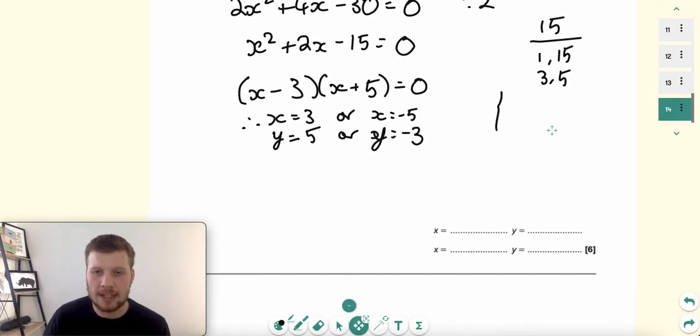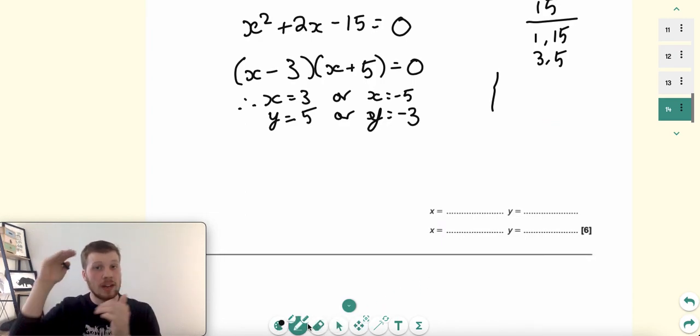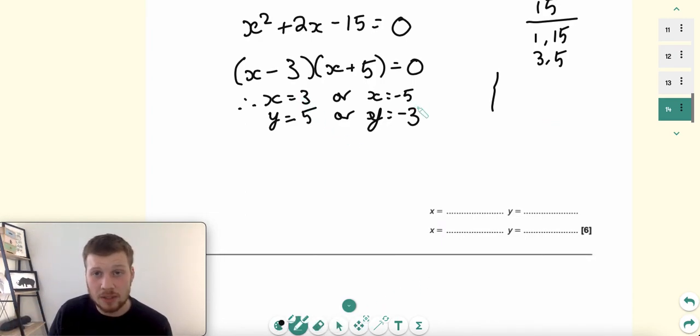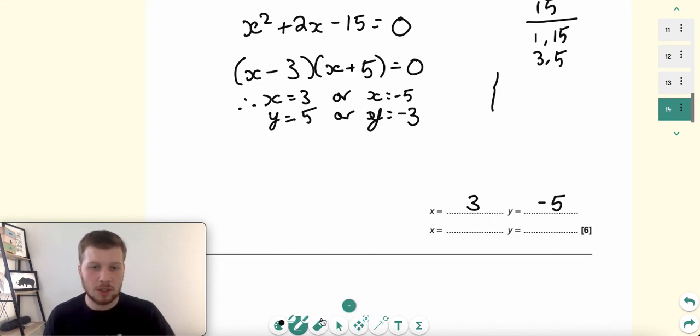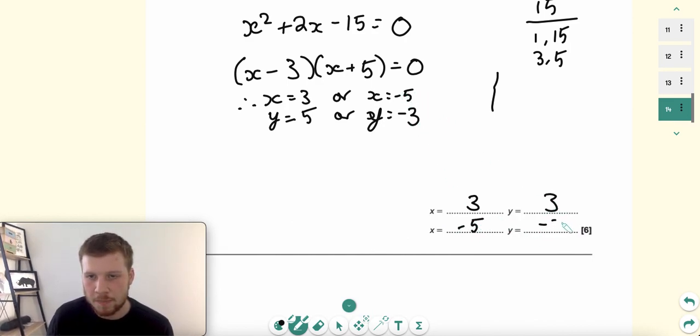So, looking at my answers, I write them in, making sure that I write them correctly next to each other. So it's 3 and negative 5, and then I also have exactly what I didn't want to do. Let me quickly go back. It's 3 and positive 5, and then negative 5 and negative 3.